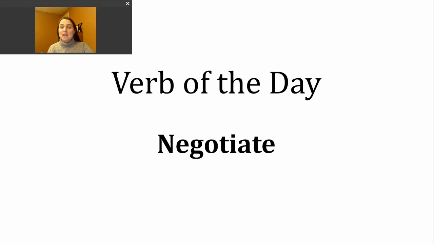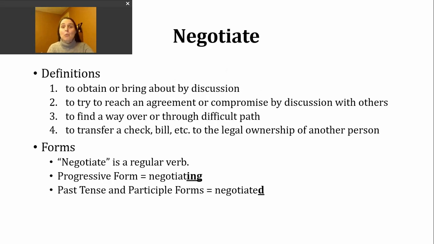Hi, it's time for another verb of the day. Today's verb is negotiate. Let's take a look at some of the definitions or ways that we can use this verb.